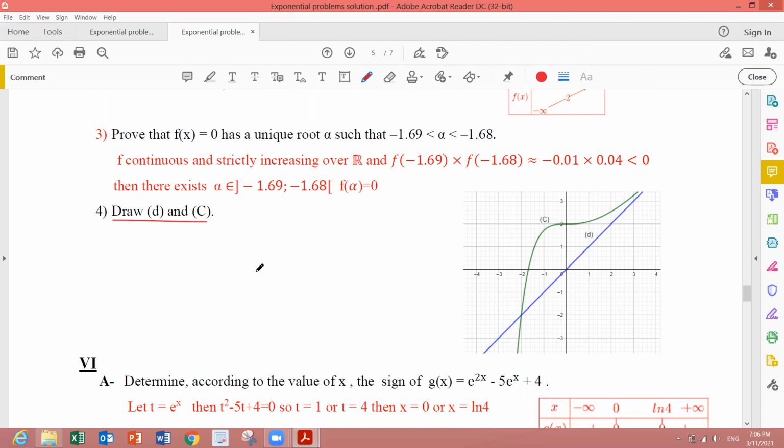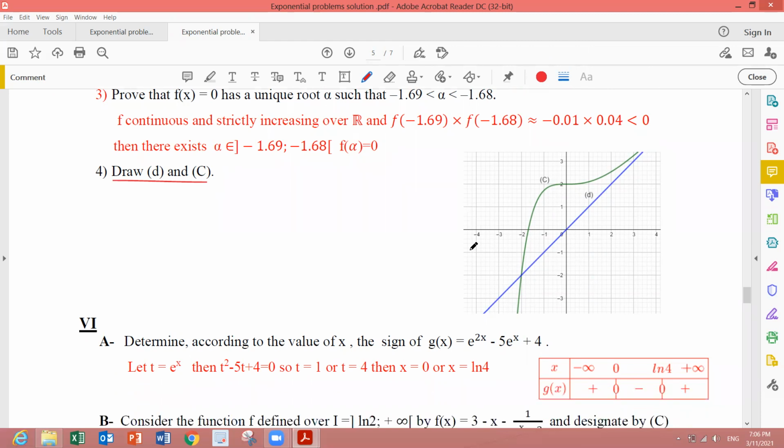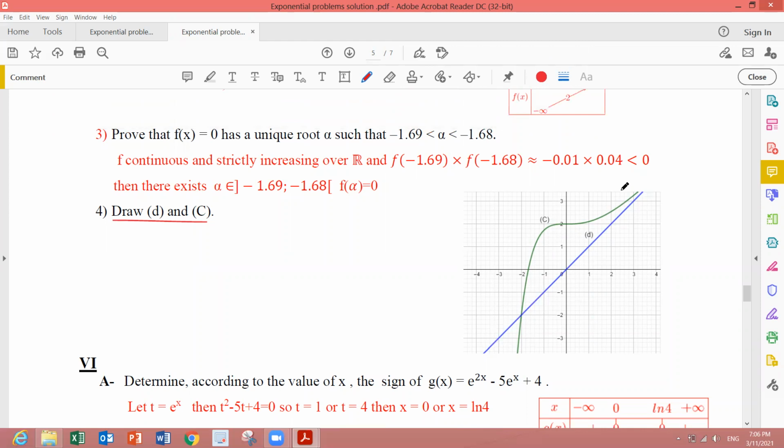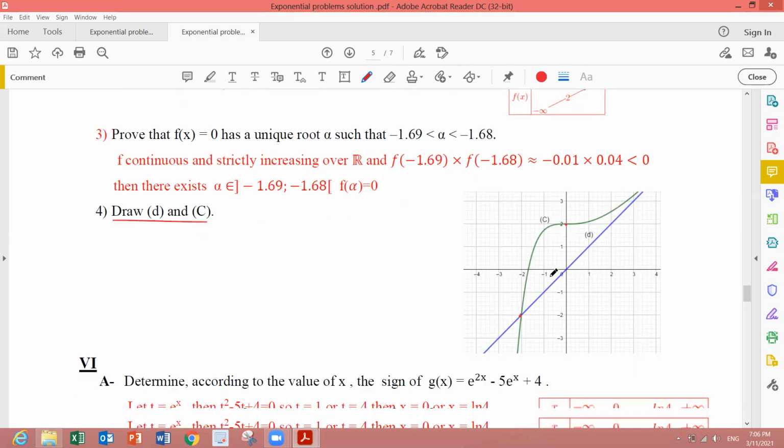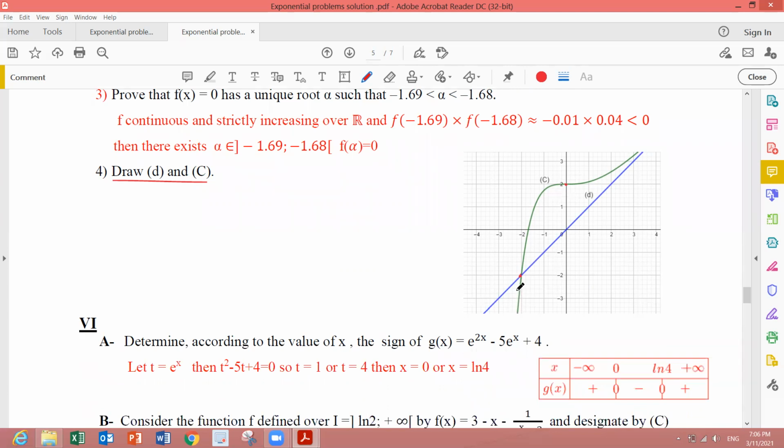Part 4, draw D and C. Line D: y equals x. The point of intersection between the curve and the oblique asymptote is (minus 2, minus 2). F of 0 is equal to 2. By using the particular points, the curve is increasing. It passes by the point (0, 2), and it goes near the oblique asymptote.